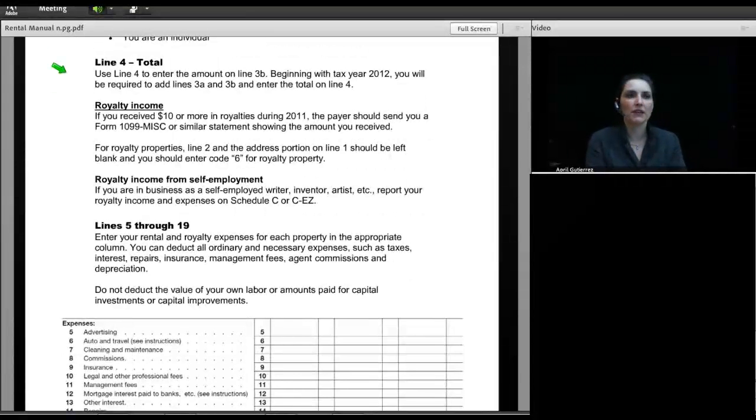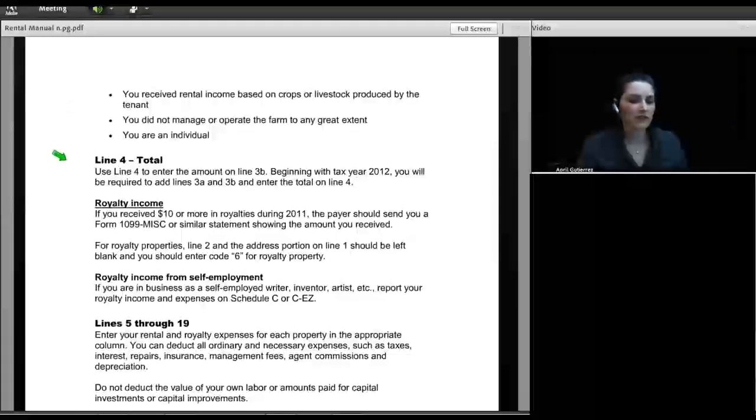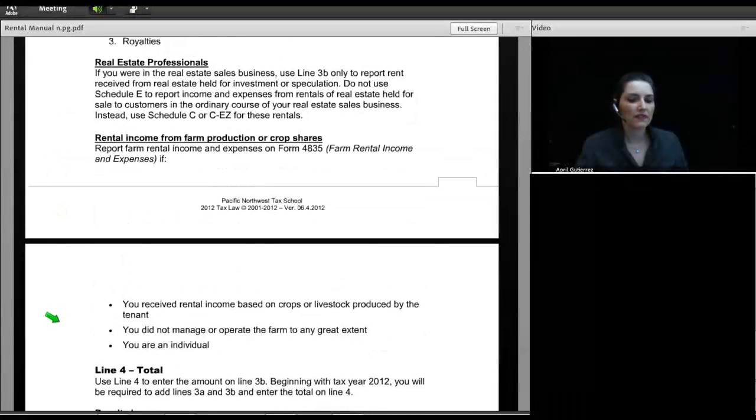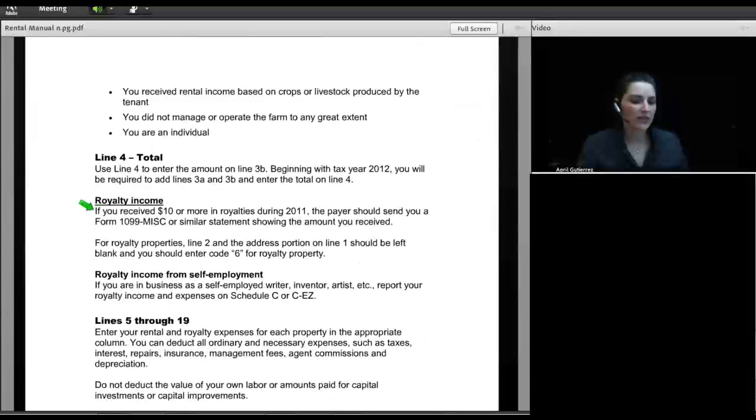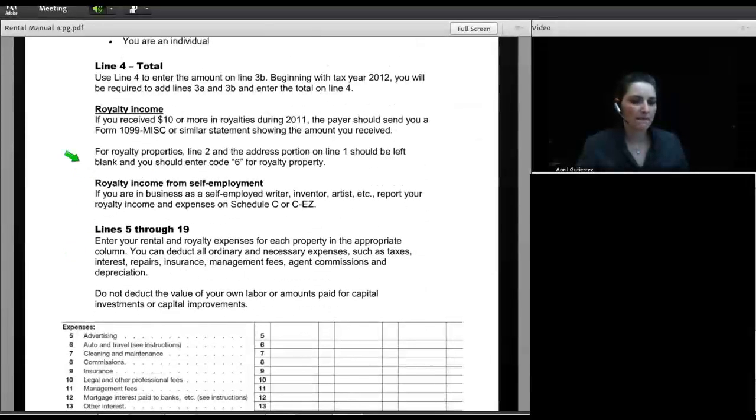The tenant farmer pays you, I don't know, $2,000 a month for your land. Or it could be, instead of collecting $2,000 a month for the land, that tenant farmer gives you a percentage of the crop yield or a percentage of the livestock that was raised on that land and then sold. And if you were receiving a percentage of the livestock or the yield of the land, you report that income as rental income on 4835. If you're actually getting cash payments, you would do Schedule E.